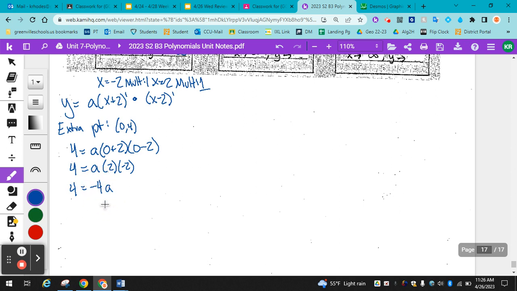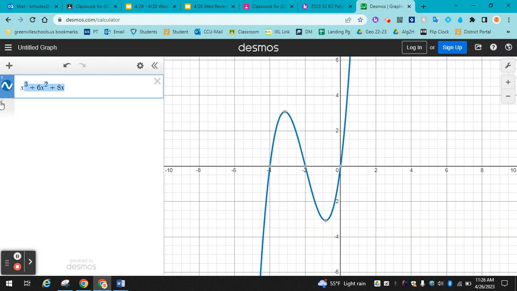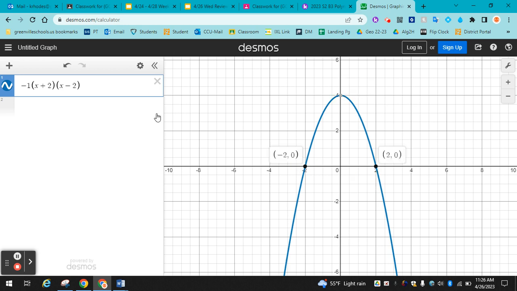We've done this before, but I'm switching back and forth with quadratics. So a is -1. So the quadratic equation for this would be -1, x plus 2, x minus 2. And unless it says put it in standard form, that's fine. You can check your answer by graphing it. -1, x plus 2, x minus 2. Yep. So y-intercept of 4 goes down and hits both of those points. So you know you did it right.